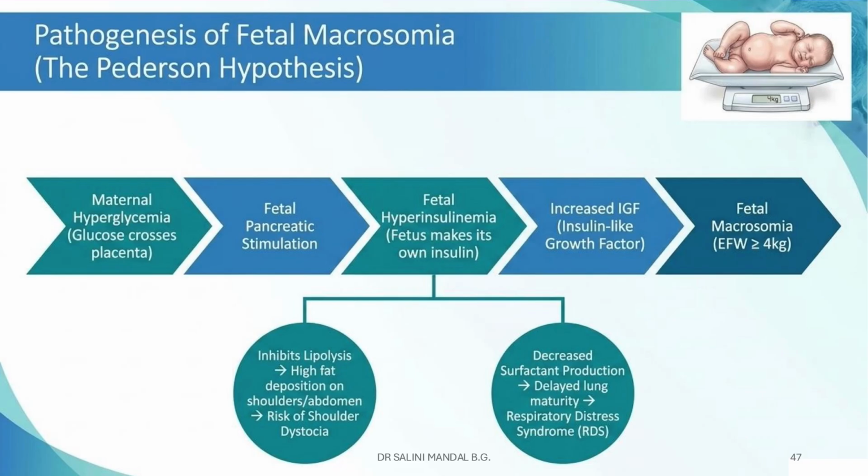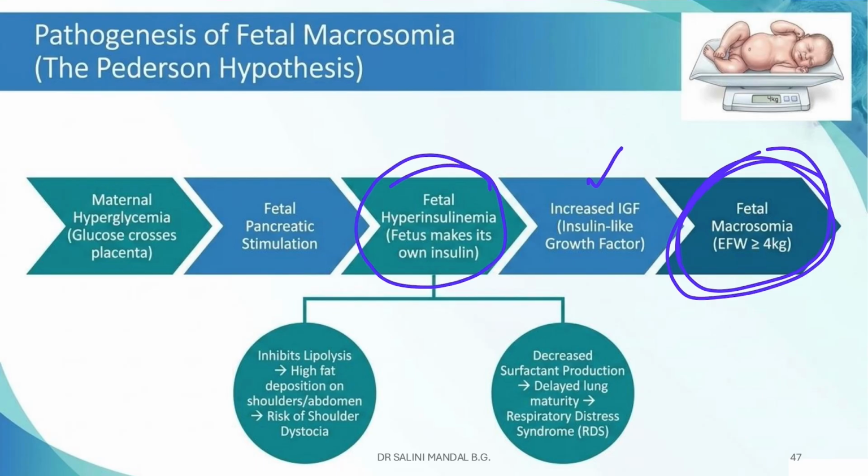Okay, next one, let's talk about fetal macrosomia. See, we are talking about maternal hyperglycemia, right? The glucose is going to cross the placental barrier, and there is going to be fetal pancreatic stimulation. So at that point of time, the baby is also going to have hyperinsulinemia, correct? Because the fetus is also going to make its own insulin. So automatically increased insulin-like growth factor is going to be there, and finally there is going to be fetal macrosomia, in which the fetal weight will be more than 4 kilogram or so.